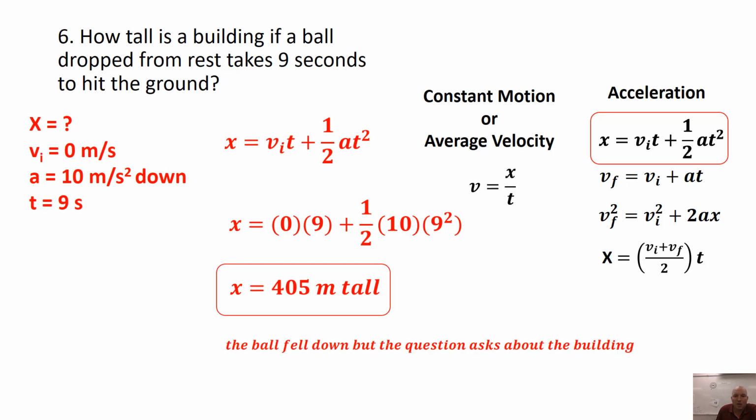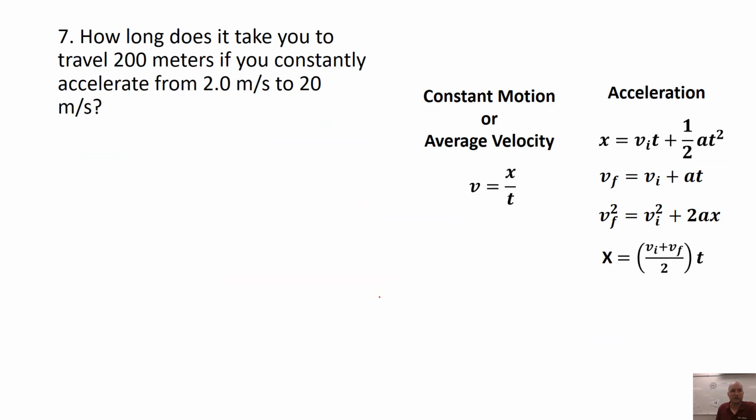Now, the question itself, the ball is falling down, but the question itself says how tall is the building. So that's why this is how tall instead of downwards. The ball fell downwards, but we're asked about the building. So just to be particular on some questions.